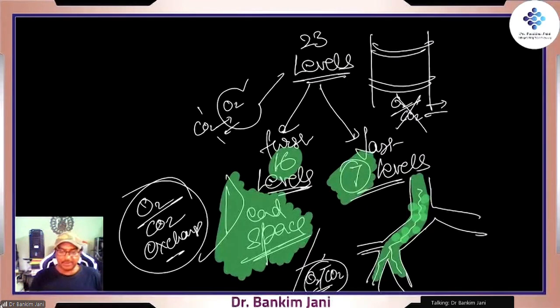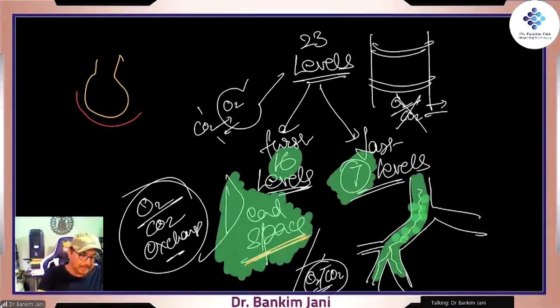So of these 23 levels, the first 16 levels are called the dead space. Why dead space? Because this is where the alveoli are. If there is any artery associated with capillaries, then gas exchange can occur. So up to 16 levels, they are just dividing all the way so that air is supplied to the final ends.